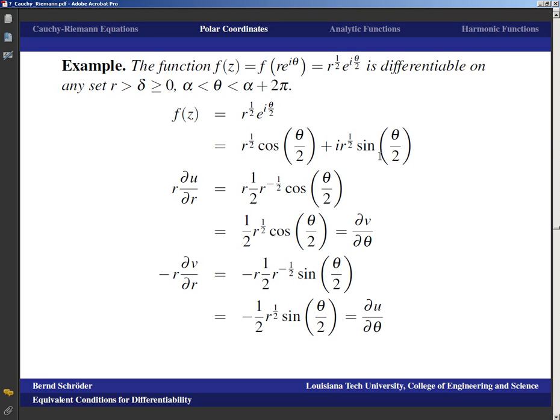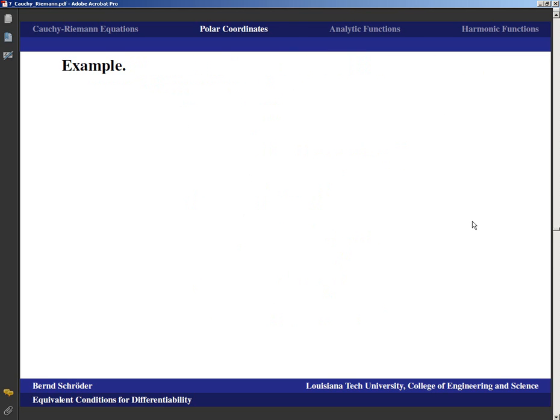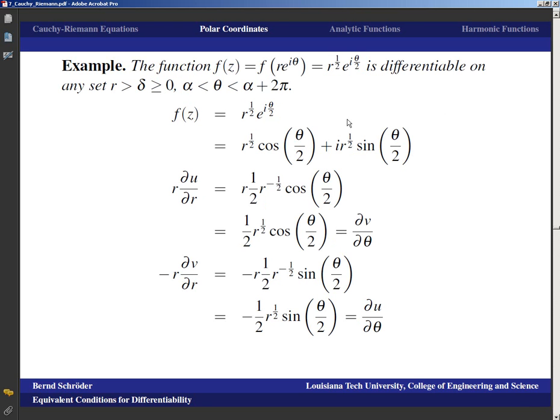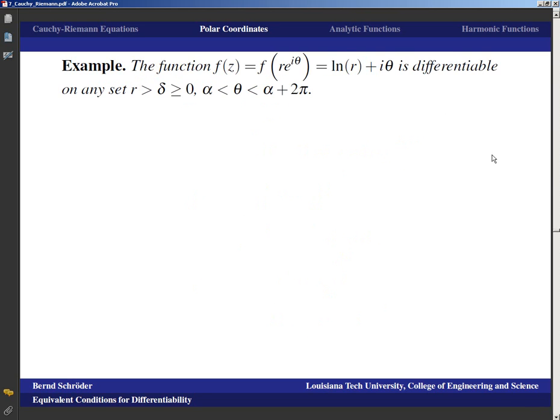So that means this function satisfies the Cauchy-Riemann equations in polar form, and that means that this function is differentiable. The reason why we can't wrap all the way around is we would get a discontinuity wherever we cut here. Similarly, for the logarithm the discontinuity is a bit more obvious.